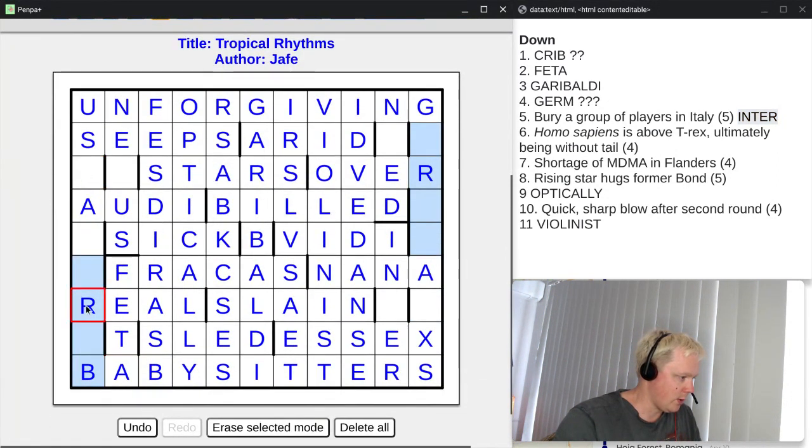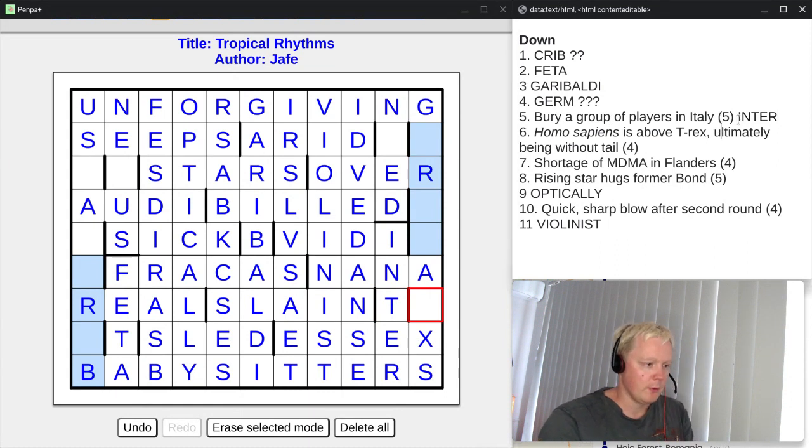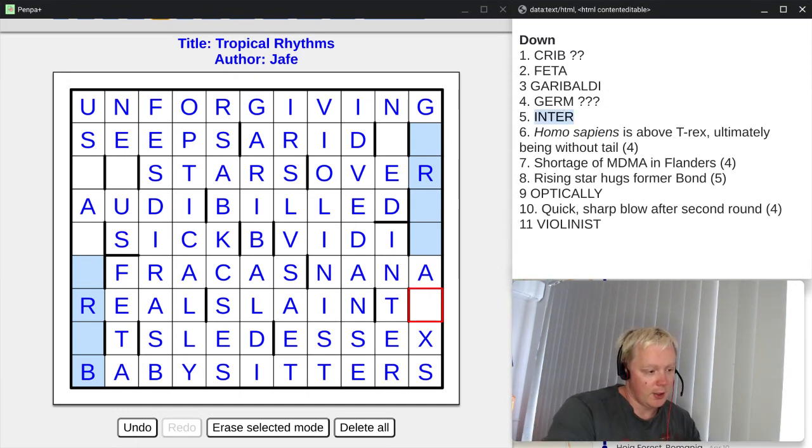So it can't go anywhere here. Can't go here. And can't go on this side either. So it's inter here. That went into the grid. We can remove this. So now we're looking for an answer somewhere after I, either I or later in the alphabet.